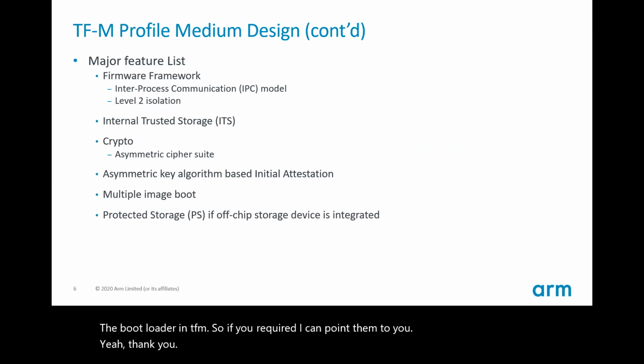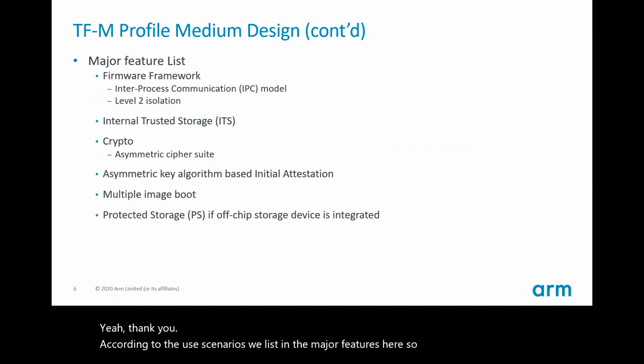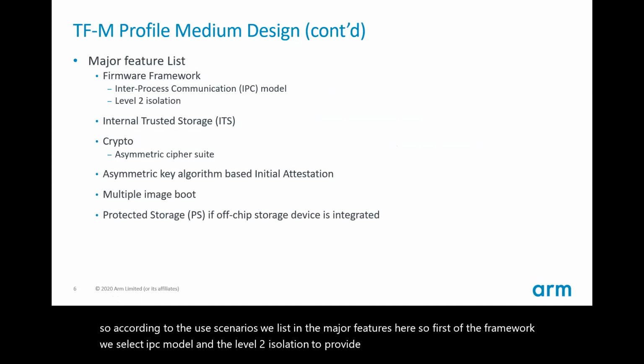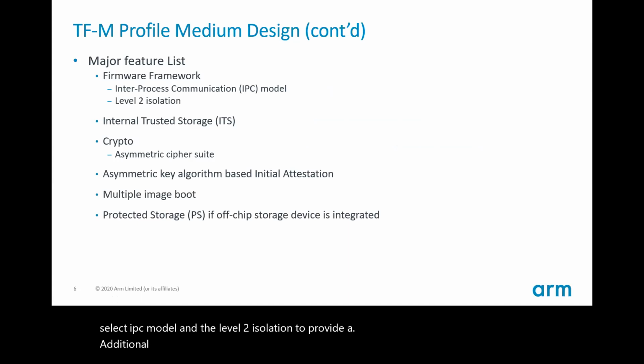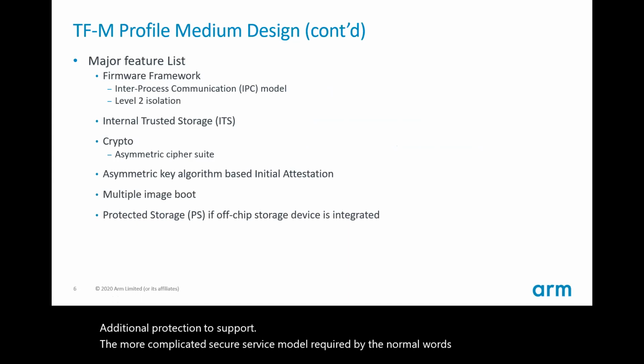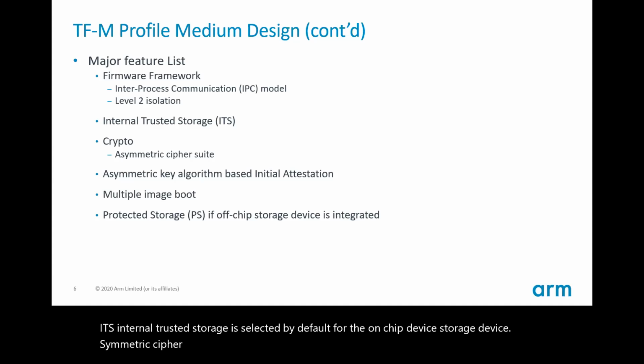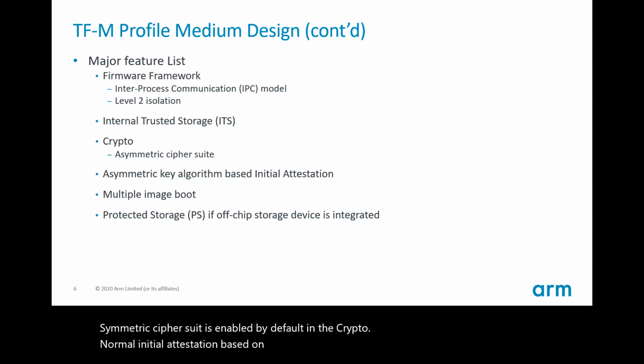So according to the use scenarios, we listed the major features here. First, for the framework, we select the IPC model and level 2 isolation to provide additional protection to support the more complicated secure service model required by the normal world and the secure world. And ITS, internal trusted storage, is selected by default for the on-chip storage device. The asymmetric cipher suite is enabled by default in the crypto. Normal initial attestation based on the asymmetric key algorithm is selected.